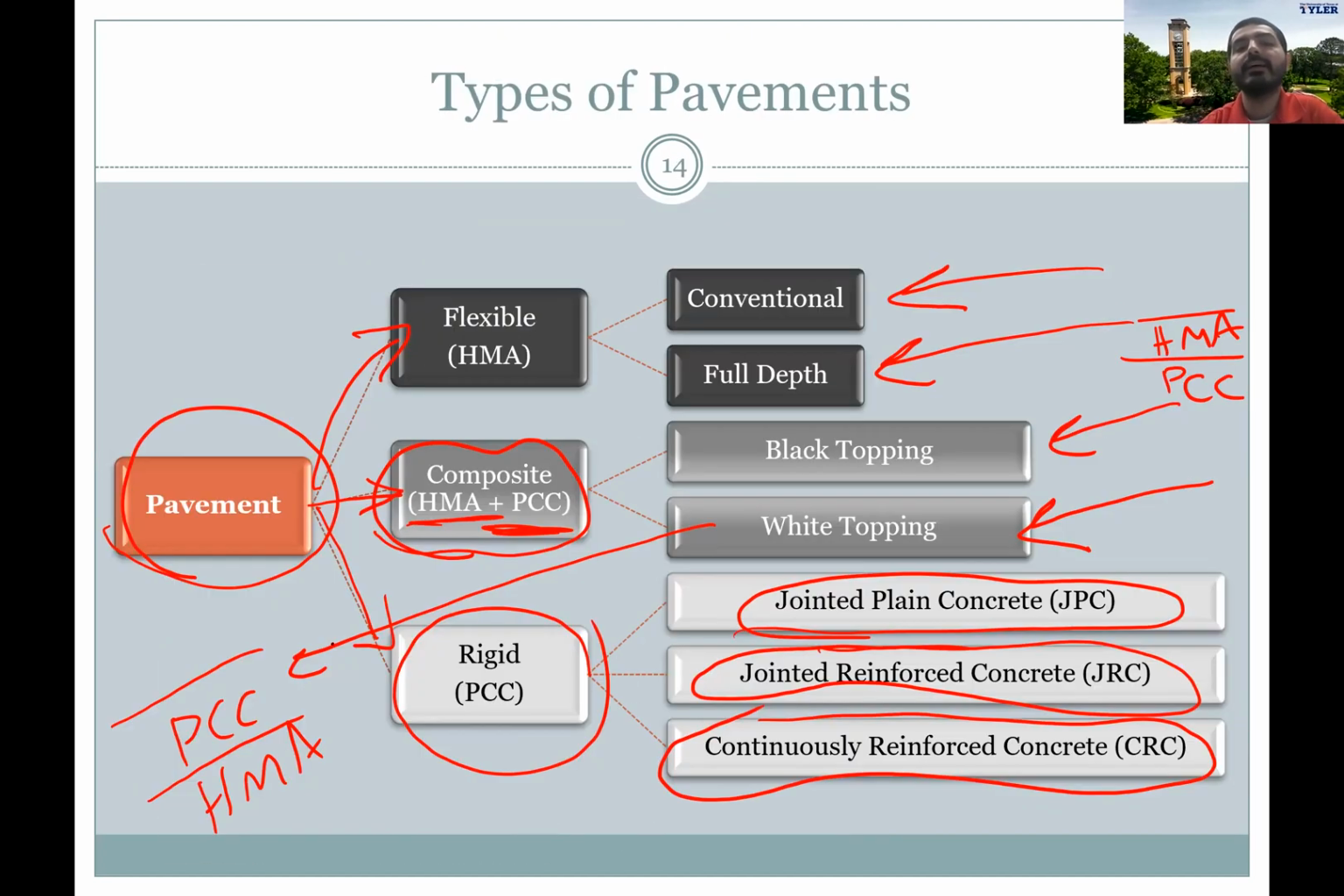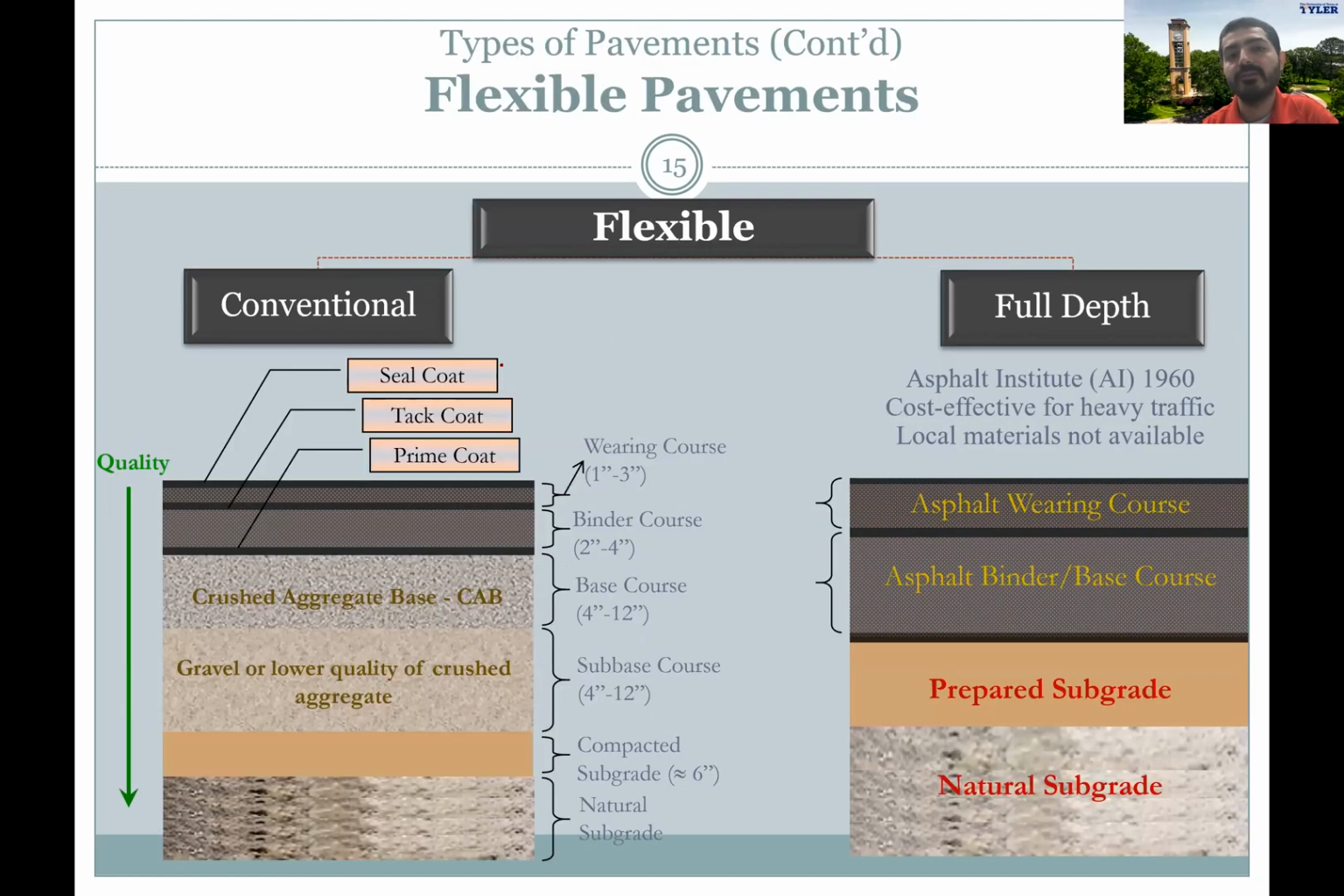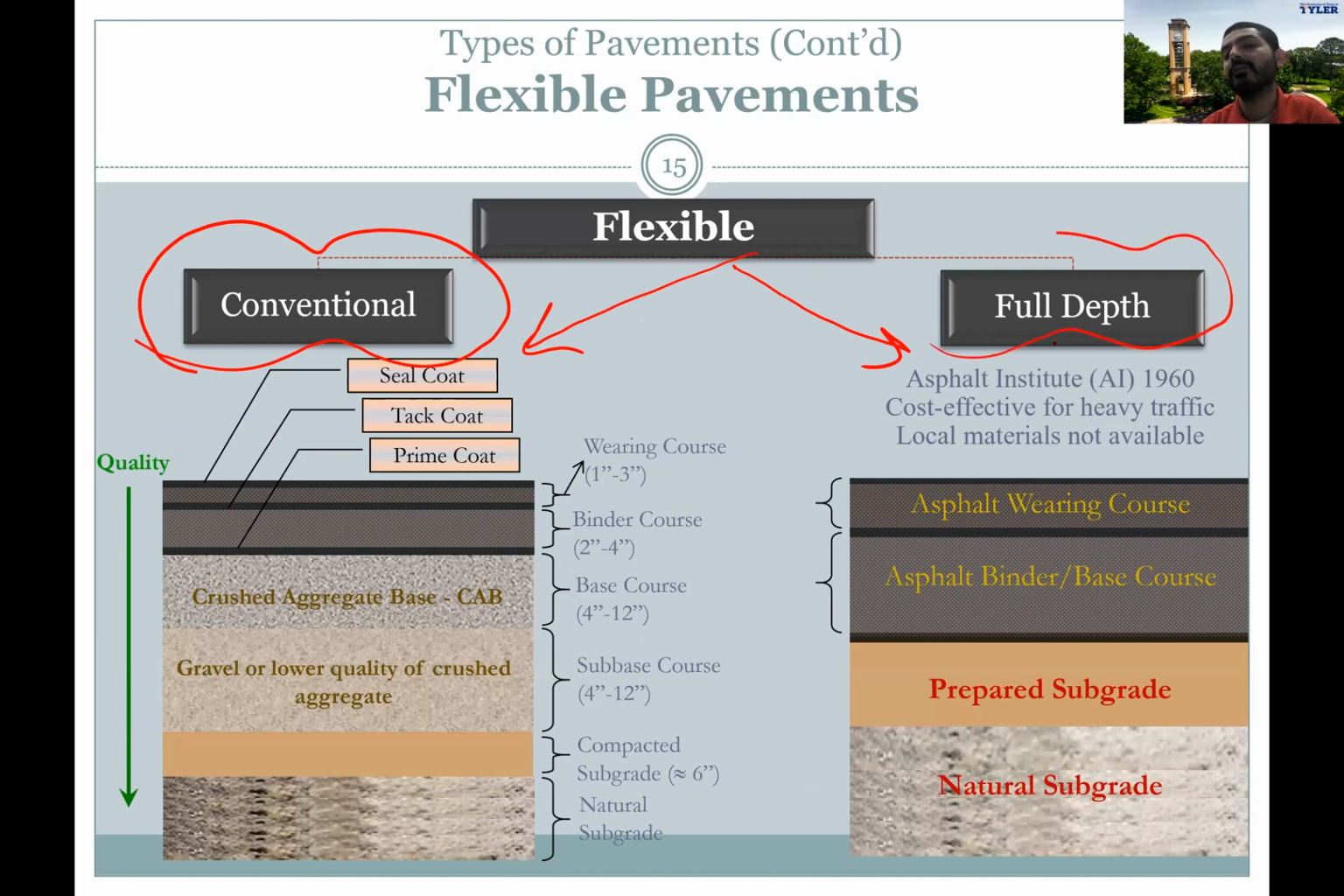Let's start with the first structure, flexible pavement. This is the most common pavement that you will be designing, and this is most of the time what we see on our roadways on a daily basis. But there are two ways of designing flexible pavement. We can have a conventional cross section, or we can have a full depth cross section. The conventional cross section is what we heavily use in the United States, where we design a cross section that is dependent on multiple layers.